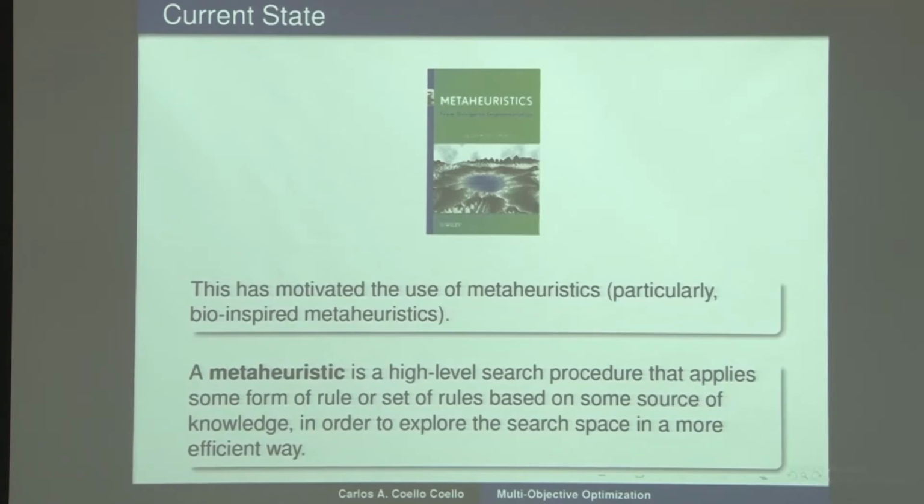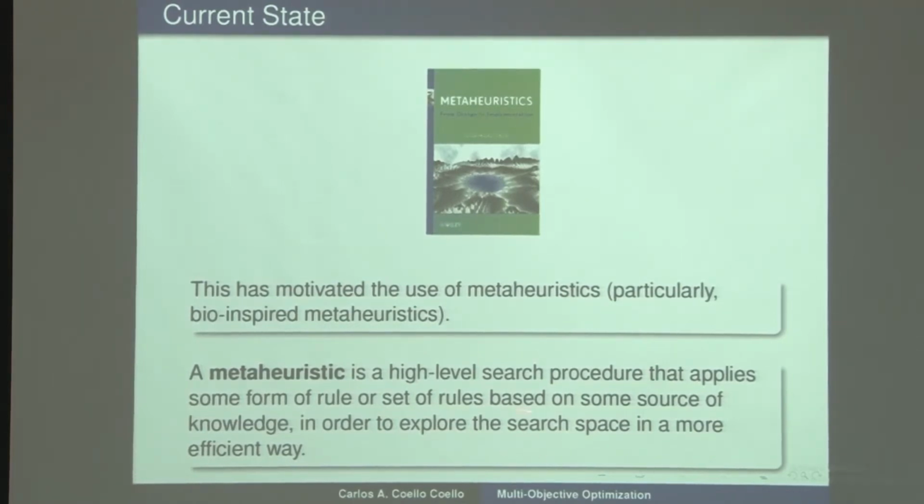So these limitations motivated, of course, the use of metaheuristics. In this course, we're going to talk particularly about the so-called bio-inspired metaheuristics. Just in case you're not familiar with the definition, a metaheuristic is a high-level search procedure that applies some form of rule or set of rules based on some source of knowledge. This source of knowledge, in the case of bio-inspired metaheuristics, is normally something that exists in nature. For example, natural selection, or the way in which birds fly, guided by a leader, or the way in which ants move, looking for food.